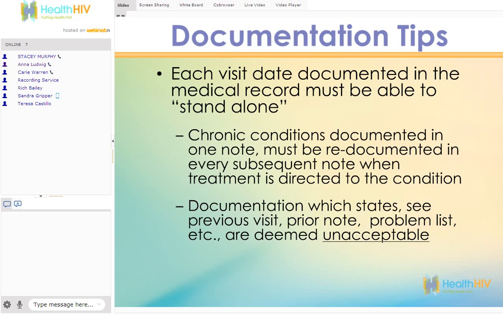Chronic conditions that are documented in one note must be redocumented in every subsequent note, because we don't go and look at a previous note unless we're coming in to audit a hospital facility, where we look at the notes that correlate to the admission and the discharge. But when we come into an outpatient practice, every note stands on its own. So every note must clearly tell a story.